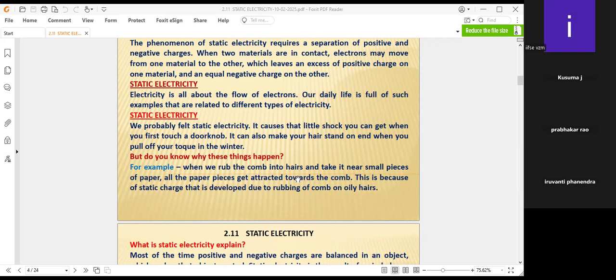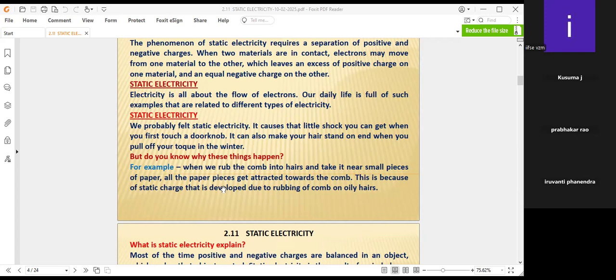That means the charges leak off. This is because the static charge developed by rubbing foam on oily hair or wet hair also leaks away from the hair, so it attracts pieces of paper. This is one theoretical example where we can also do the practical and easily understand.